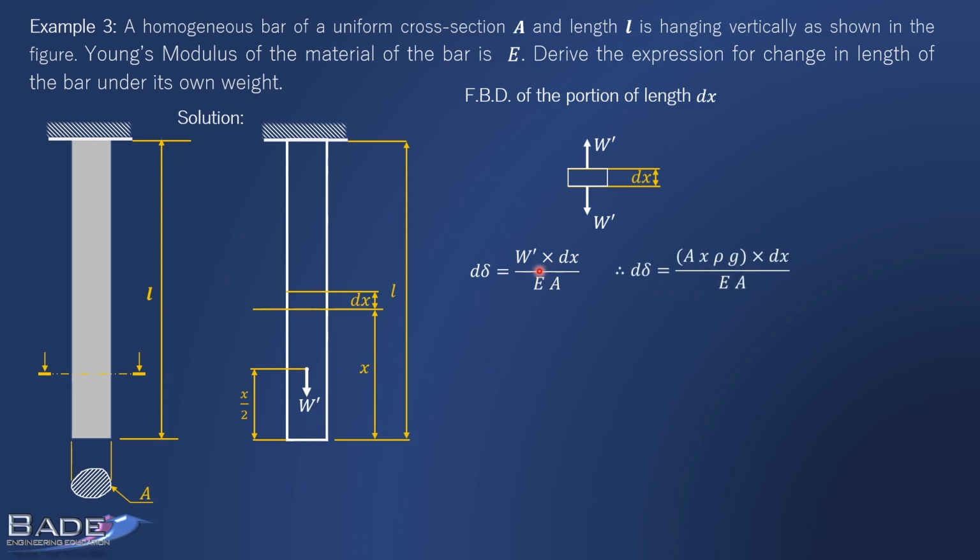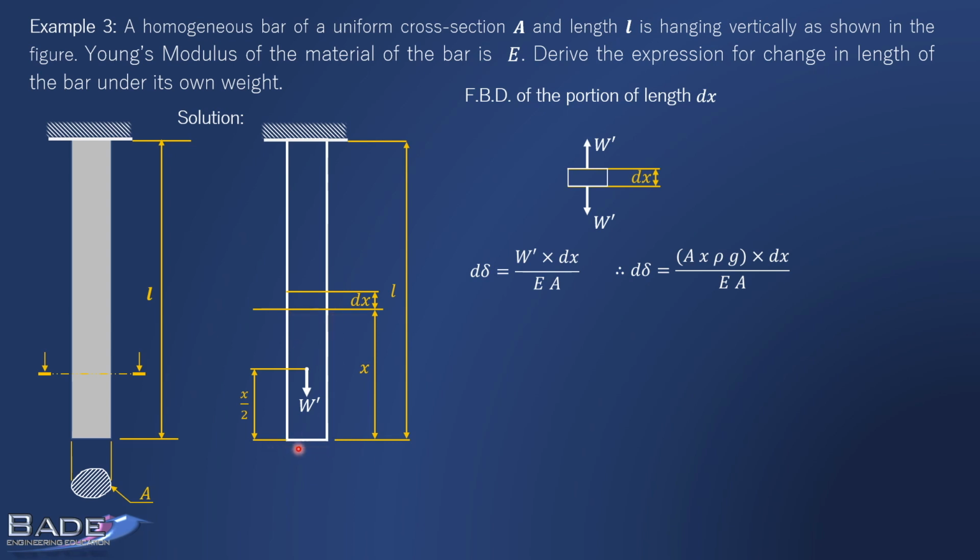Now, W dash, that is weight of this small portion, we have written in this fashion. Try to understand all these terms. Rho here is density of material of the rod. Density is mass per unit volume. Rho into G is weight per unit volume. Weight per unit volume into volume of this portion, that is weight of this portion.